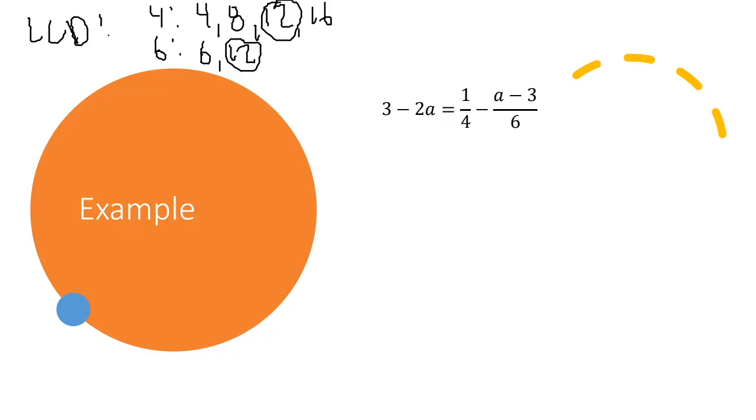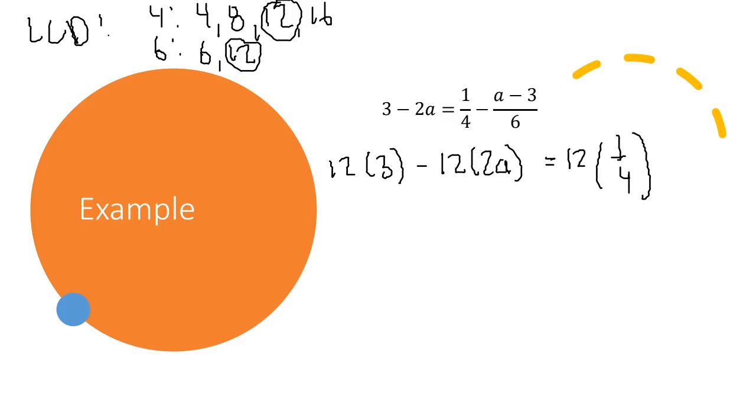Okay, so we've picked 12, but we could have picked 24. We're going to multiply each term by 12. So this 3 gets multiplied by 12. So I have a minus there. This 2a gets multiplied by 12. Notice how I put the minus in front. It just helps me keep track of everything because this term is being subtracted. Whatever I end up here is being subtracted. 12 times 1 over 4, and then a 12 times a minus 3 over 6.